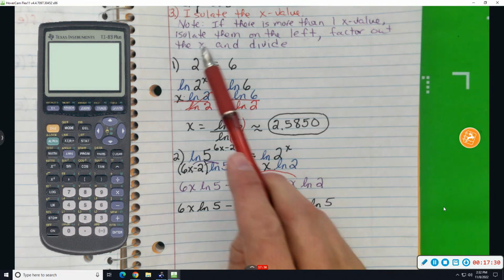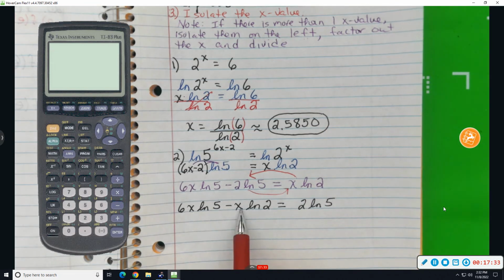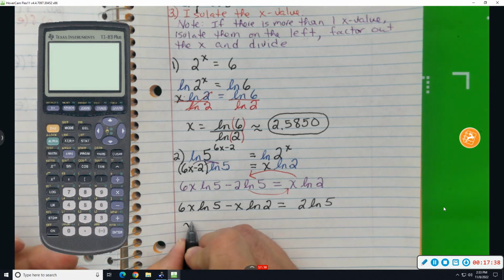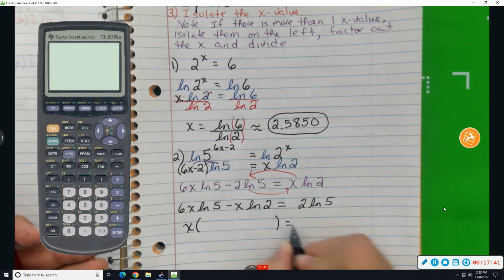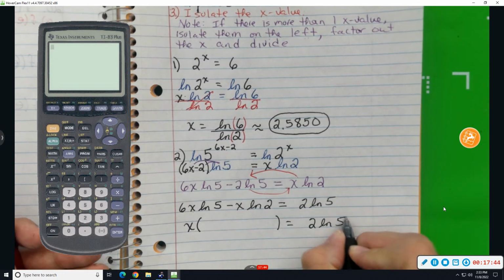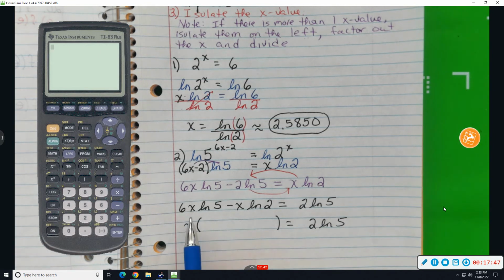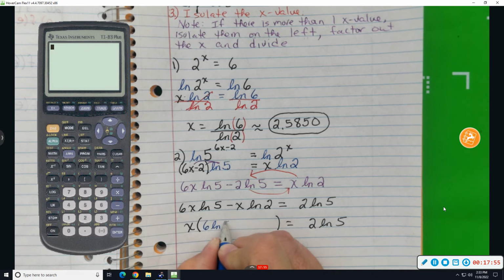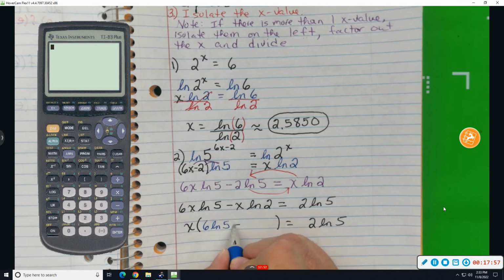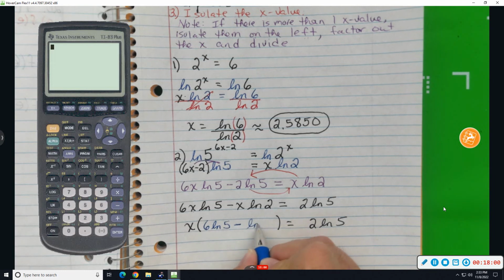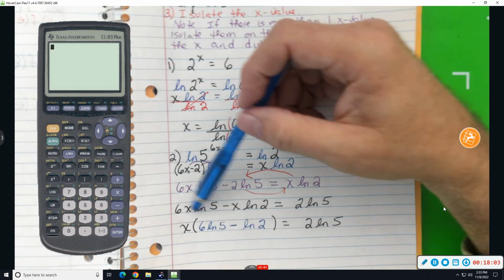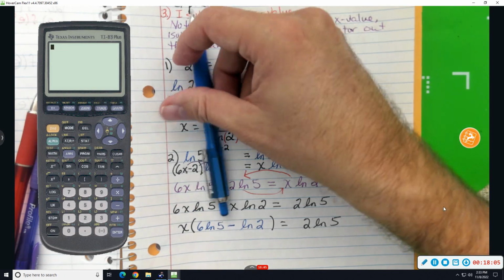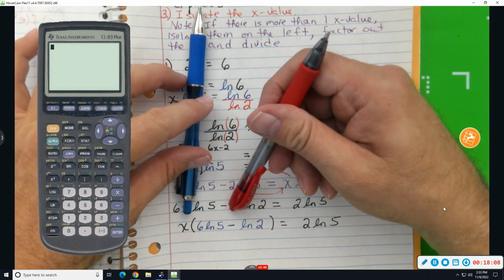Now factor out the x. So we're going to factor this variable out of each term. I would write x. I'm just factoring the variable out. And if I factored an x from each of these, all that would be left is a 6 ln 5. Then this minus is that one right there, ln 2. If you just covered up the x's, whatever's remaining is what's in the parentheses.